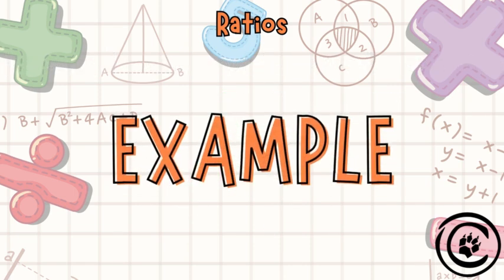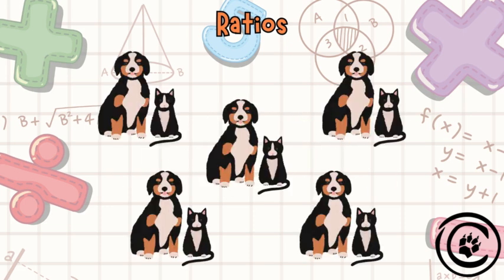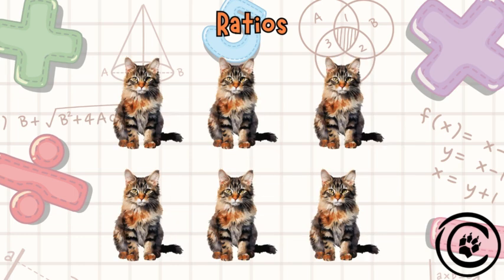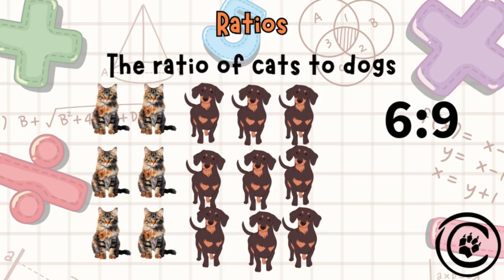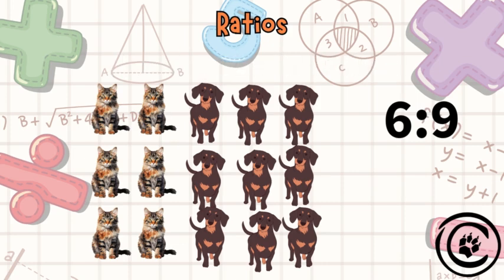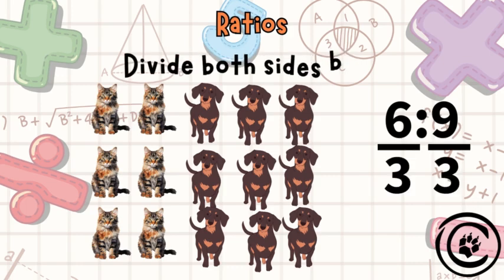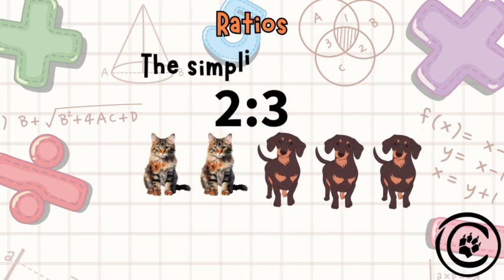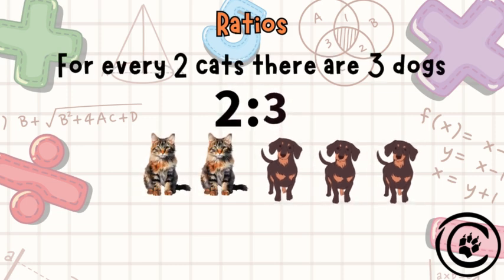Let's look at another example. Let's compare the ratio of cats to dogs. There are 6 cats and 9 dogs. The ratio of cats to dogs is 6 to 9. But we can simplify it by dividing both sides by 3. So our simplified ratio is 2 to 3. This means that for every 2 cats, there are 3 dogs.